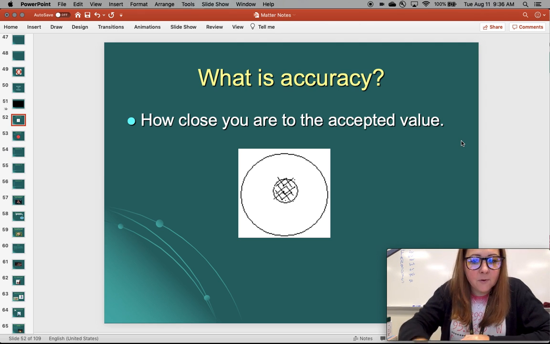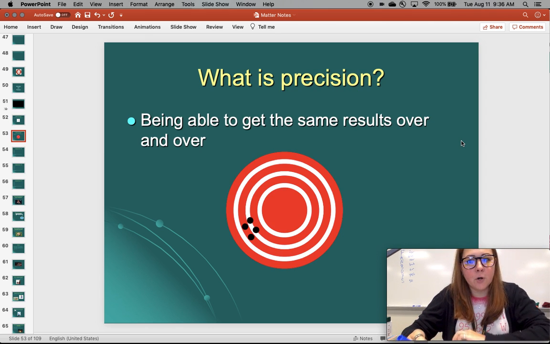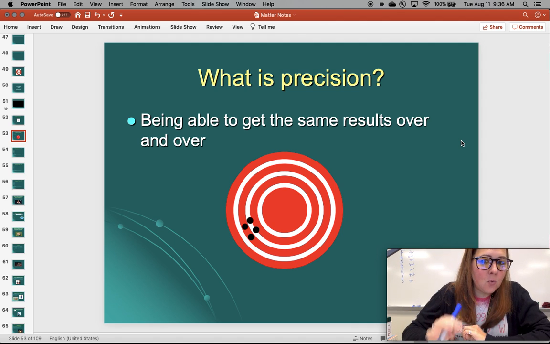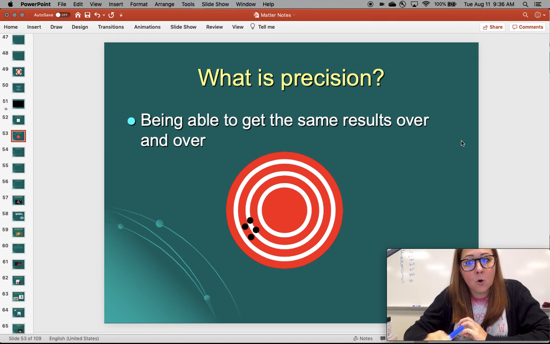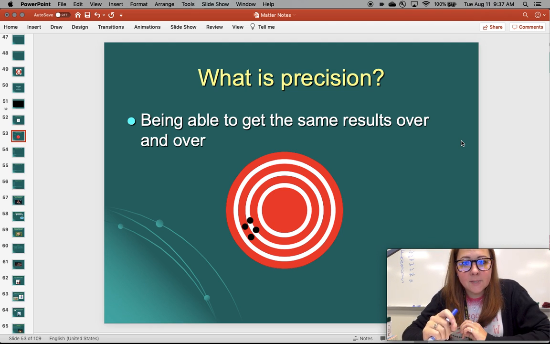That is a little bit different than precision, which just means that you can get the same results over and over and over. So in science, when you're looking at your data itself, yes, you want to be right, but more importantly, you want to be able to replicate your results over and over and over. If you can replicate your results, you might be looking at something new in science itself. So being able to get the same results over and over is just as important as being correct.